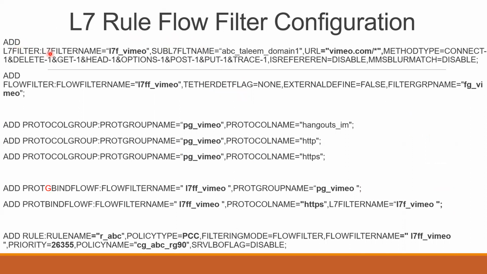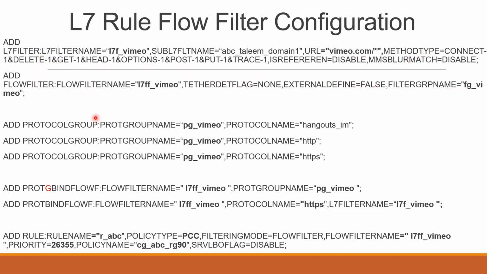So its command is L7 flow filter. Its L7 filter name can be anything unique. Its sub L7 filter name can be the same as the L7 filter name. Here you mention the URL for which you are creating this L7 filter. And then its method type you can specify based on whatever is the requirement of your end client. Next is to add a flow filter. In this flow filter, you create a new flow filter and you bind it with the filter group name, which was earlier created with this specific L7 filter.